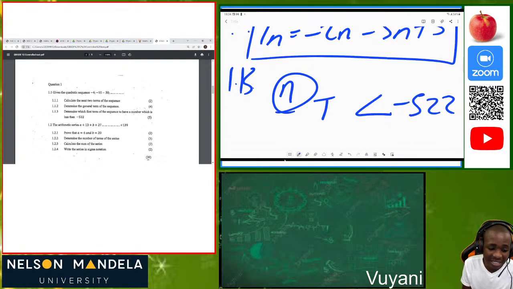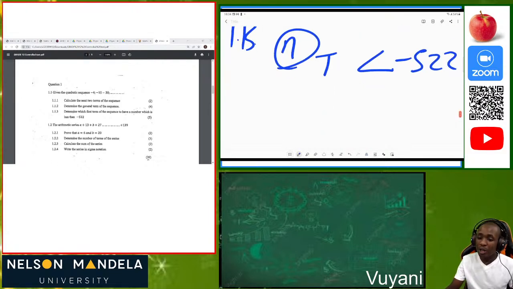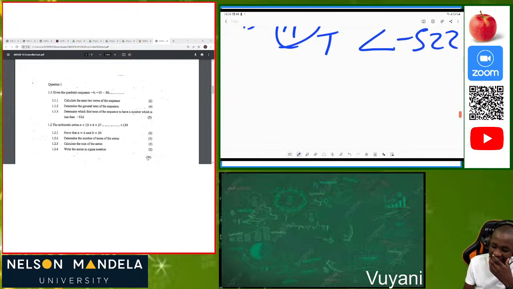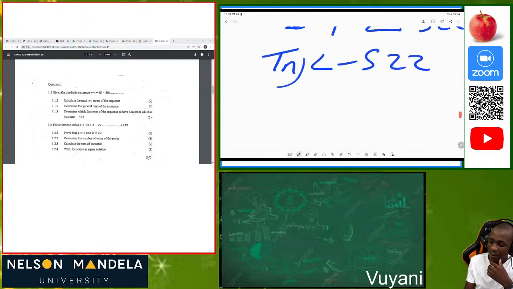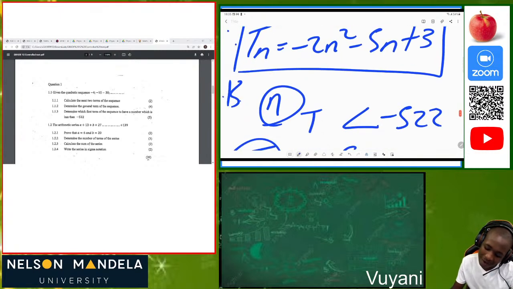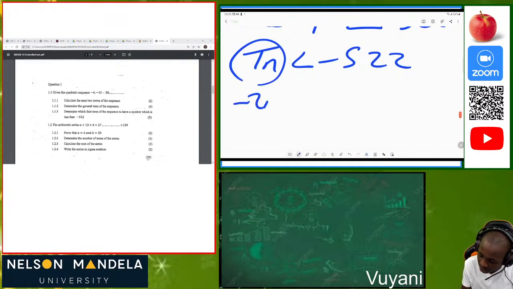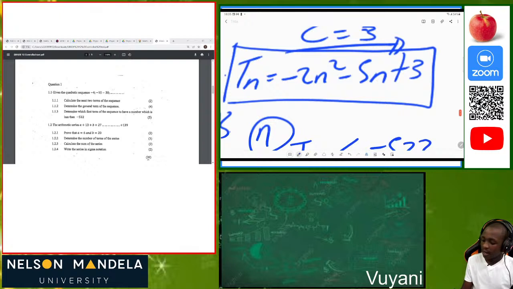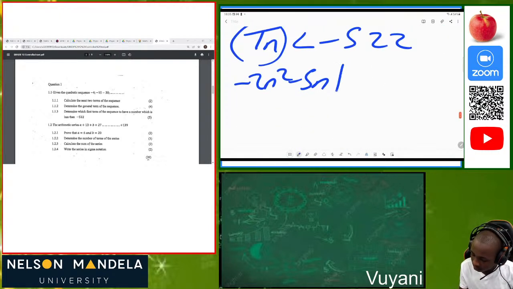You solve it in the same way, because according to the rules of exponents and solving for x which we had earlier on, we know how to determine the inequalities. So basically we are saying that Tn must be less than negative 522. And what is our Tn? Our Tn is the general formula which we calculated in 1.1.2. So we have negative 2n squared minus 5n plus 3, and it must be less than negative 522.